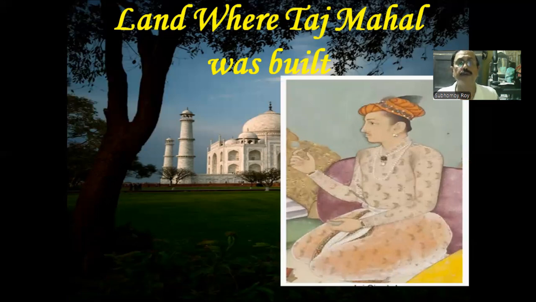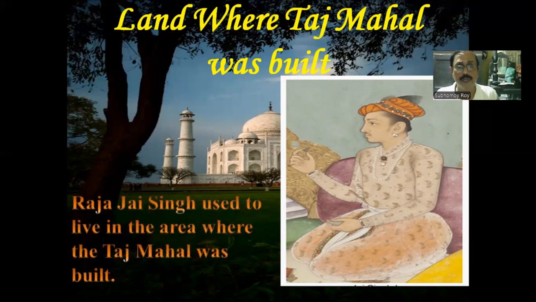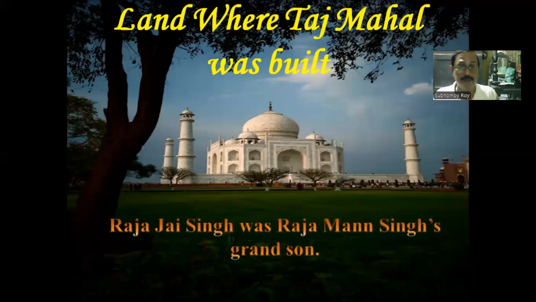This land belonged to this king whom you can see on the right. His name was Raja Jai Singh. He used to live in this area where the Taj Mahal was built. Obviously, there was a palace, referred to as a haveli in the historical documents. He used to stay there. And Raja Jai Singh was a very good friend of Shah Jahan. Raja Jai Singh was Raja Man Singh's grandson.